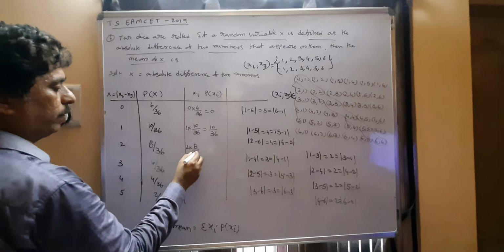If we add everything, we get sigma xi probability of xi. With denominator 36 common, the numerator is 10 plus 16, 26, plus 18, 44, plus 16, 60, plus 10, 70, so 70 by 36. That is 35 by 18. The answer is: the mean is 35 by 18.